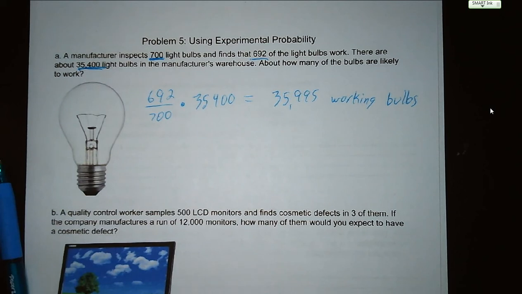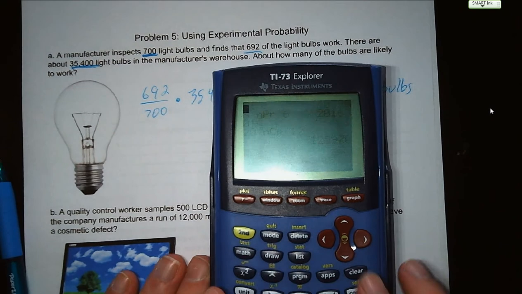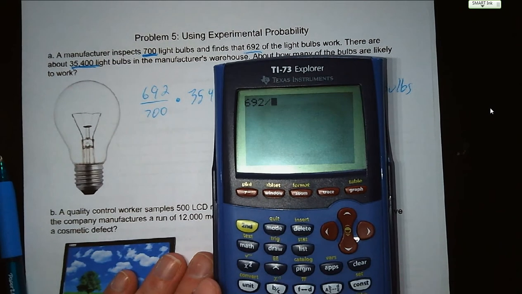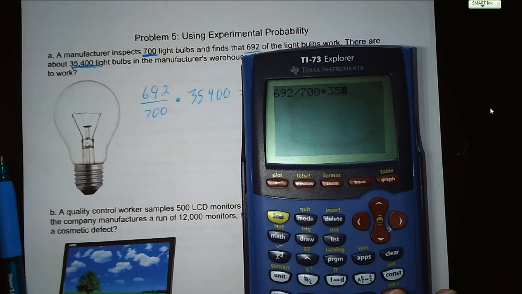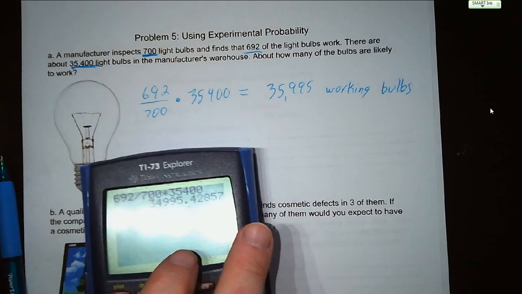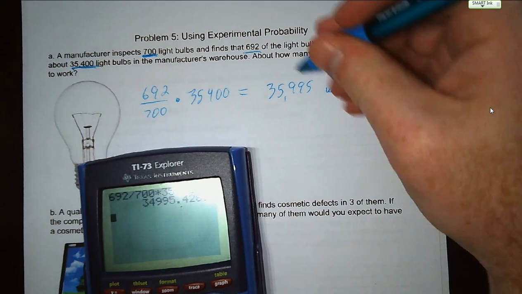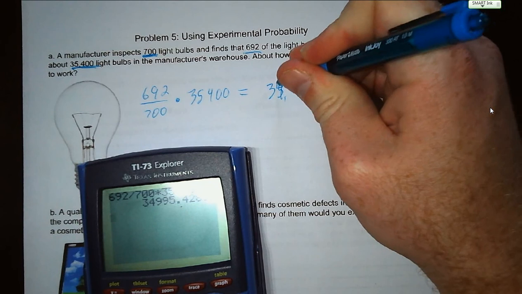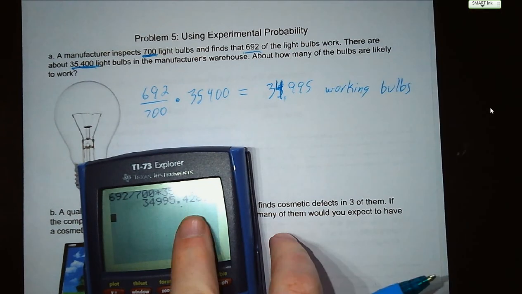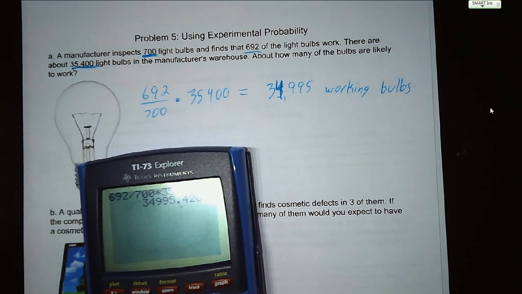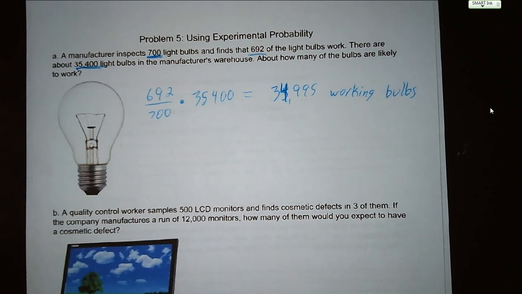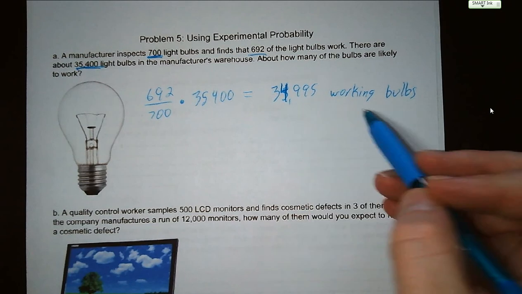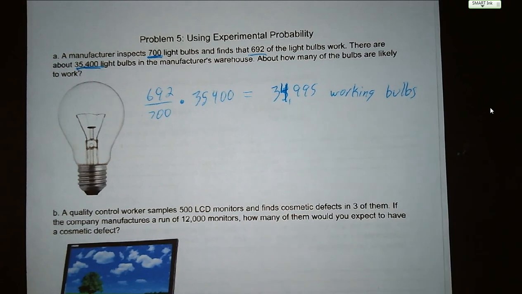So we do 692 out of 700, multiply that by 35,400, and we get 34,995. Miswrote that. And it's 0.42. Can we have 0.42 of a working light bulb? No, we can't, so we're going to round down. So approximately 34,995 of their light bulbs are going to be working.